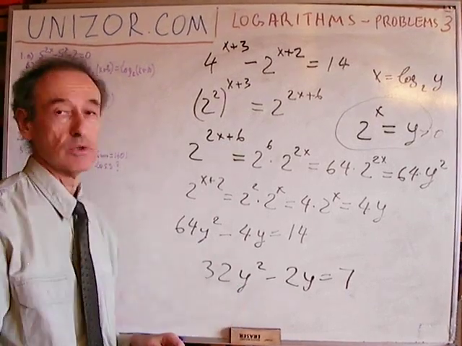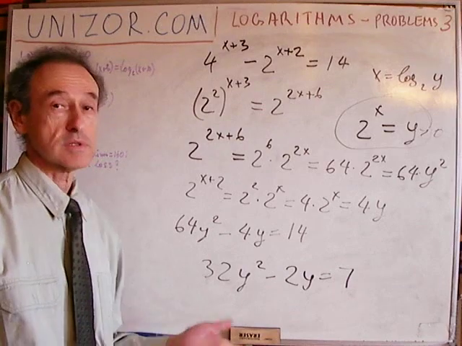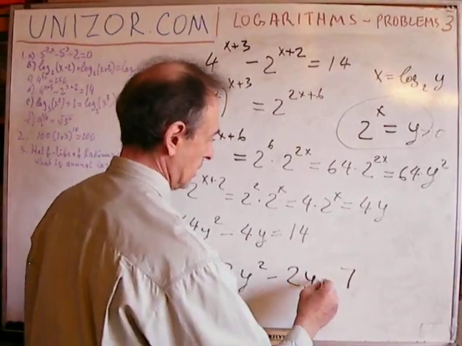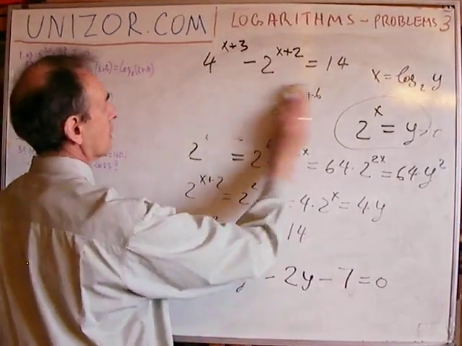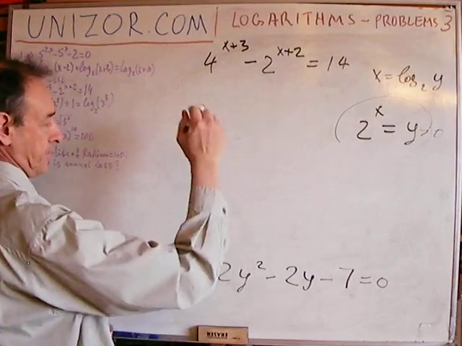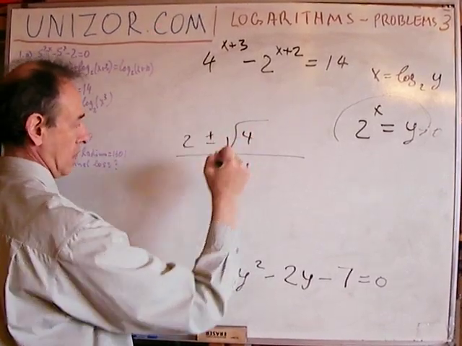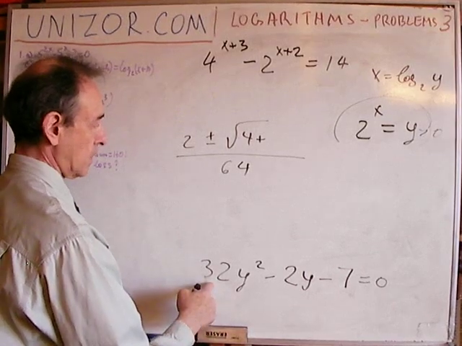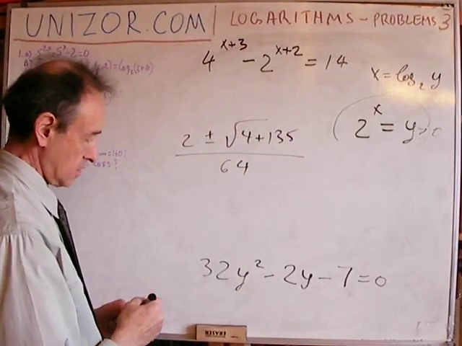By the way, if there is no positive solution to this equation, maybe there are only negatives, or maybe there are no solutions at all. Well, let me try. Just now I'm curious myself. So we will transfer it to this form. And we will have the solution to this would be, now I'm curious myself, so it's 64, 2 plus or minus square root of 4, 4 times plus, since this is minus, so it's 135. So it's 139. This is not a square of anything.